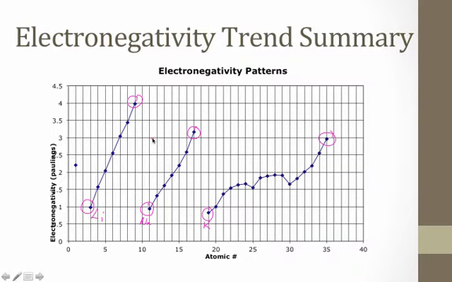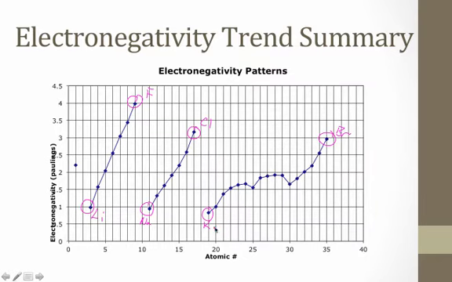In this case, noble gases do not have electronegativities. That accounts for the gaps in the graph, meaning these guys are actually our halogens. This is going to be the element fluorine, this is going to be the element chlorine, and this is going to be the element bromine. What we want to do again is match these up to locations on the periodic table.